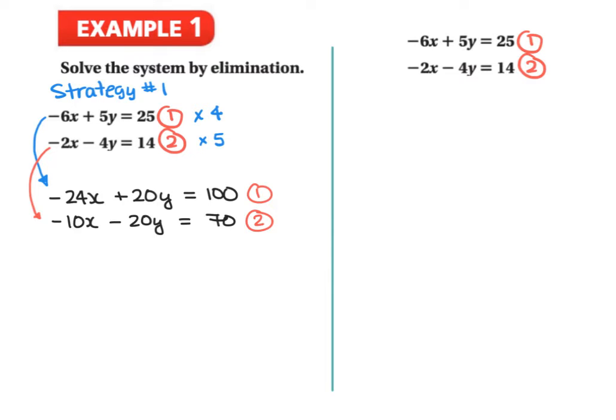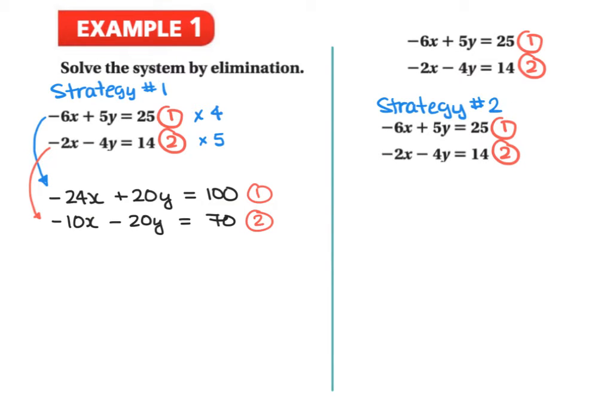So instead of the y variable, let's take a look at the x variable. I just copied that equation again. When we look at the x's, I've got negative 6x and negative 2x. What's the LCM of 6 and 2? Well, that's 6, so this one's already 6. What's nice is I don't have to do anything to the first equation. What I do need to do is multiply the second equation by 3, because negative 2 times 3 does make negative 6.